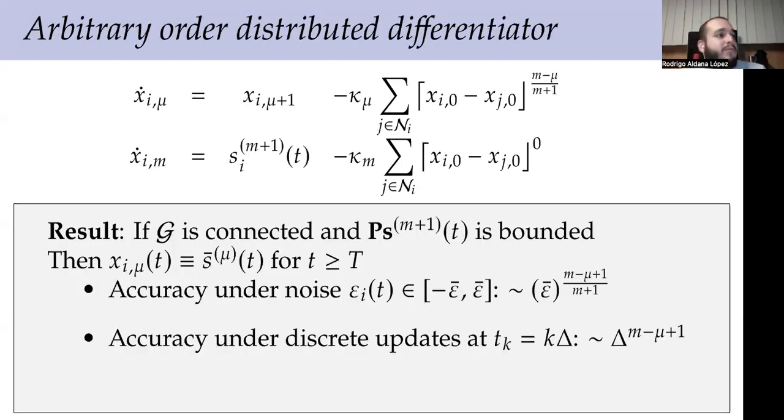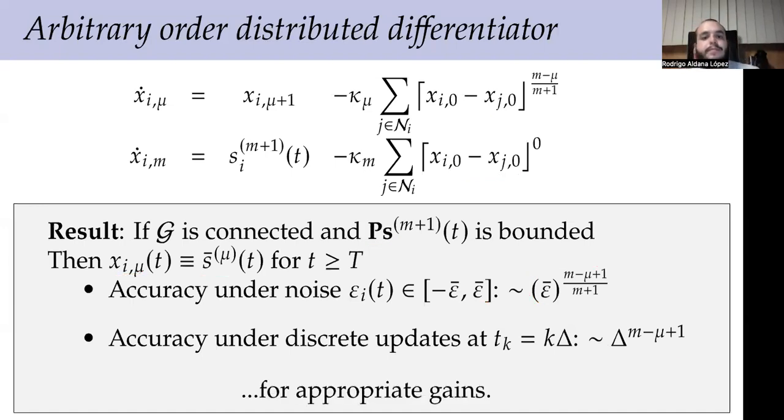So the result that we have for the arbitrary order differentiator is that if the graph is connected and these terms are bounded, in finite time each of these states converges to some derivative of the average signal. And by using just the homogeneity properties of the system, if you have noise bounded by some epsilon bar, you know that the accuracy has this typical bound, which is inherited from the structure. And when you have discrete updates in these parts, you can show that the chattering can be characterized by this term. So these are features very similar to a differentiator.